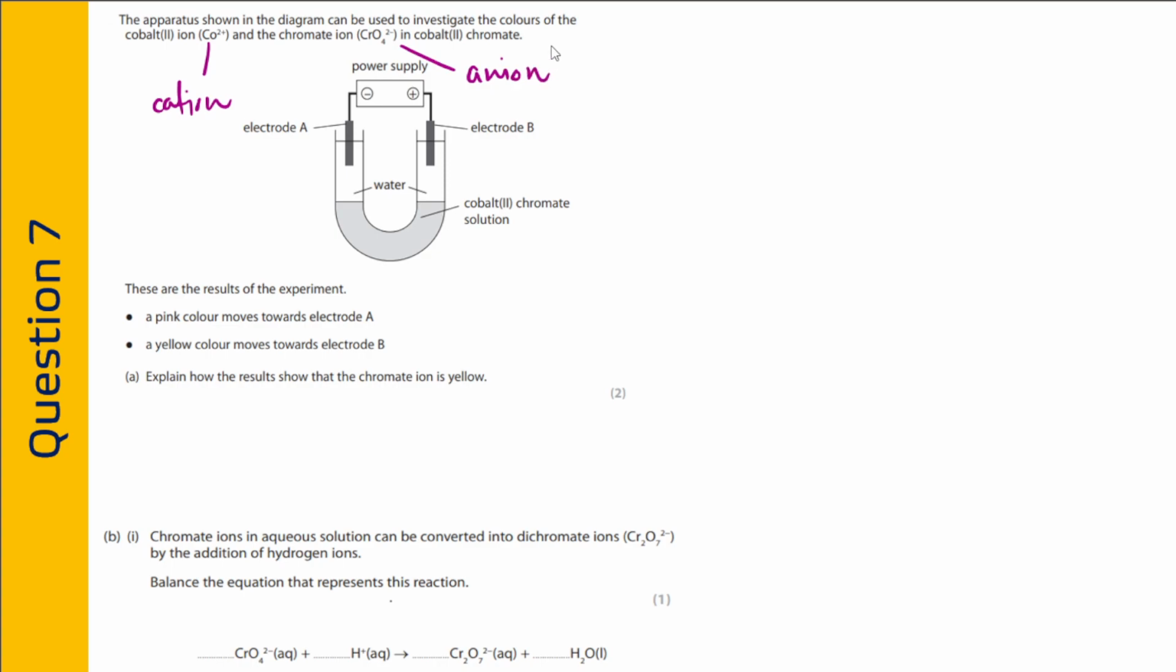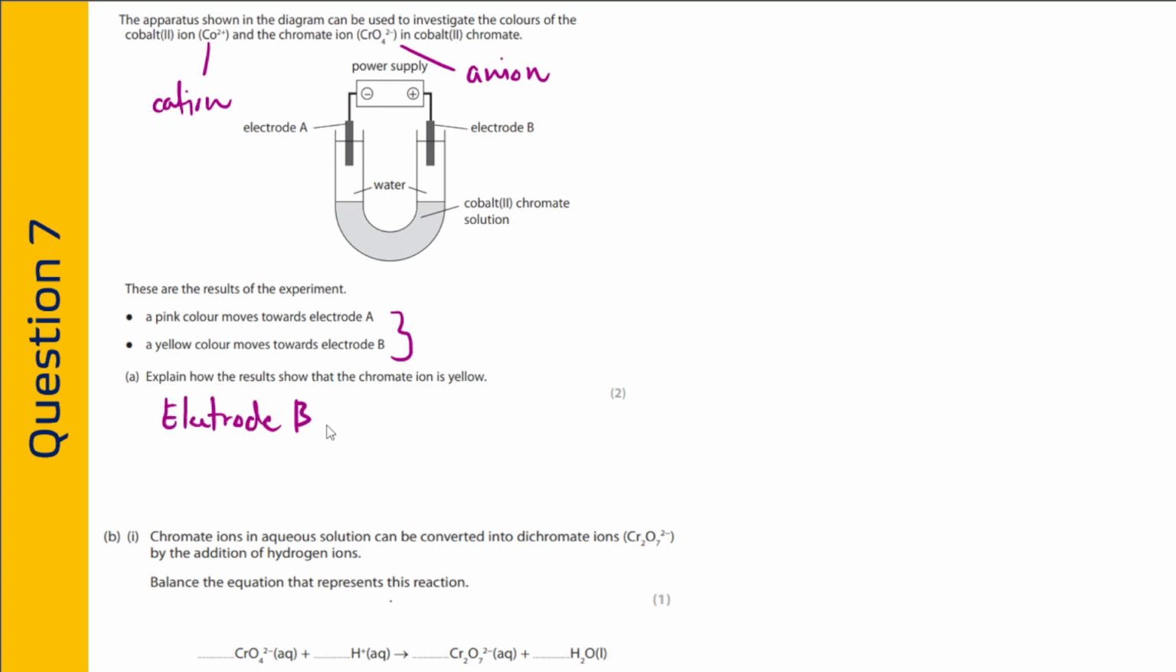So these are the results of the experiment. Pink color moves towards electrode A and yellow color moves towards electrode B. Explain how these 2 results show that the chromate ion is yellow. Okay, let's take a look at this. So what is electrode B? Electrode B is the anode, right?